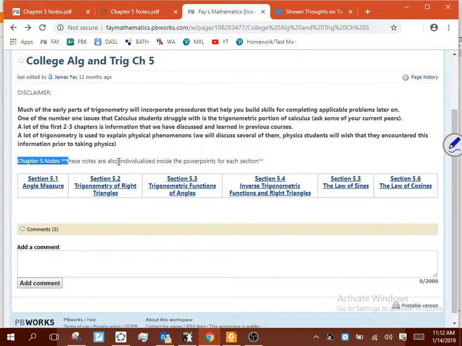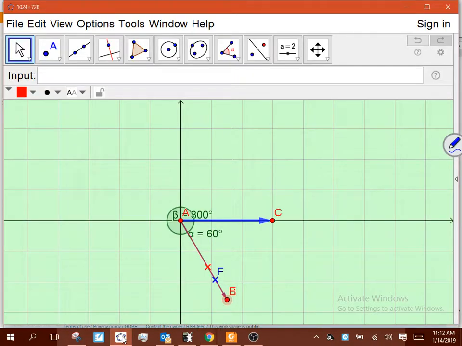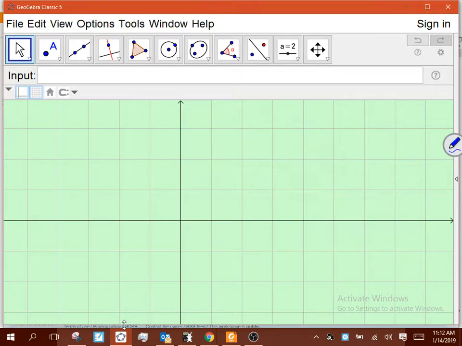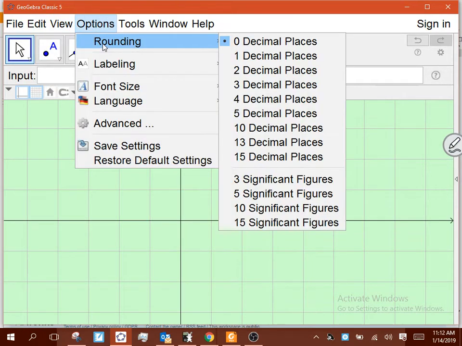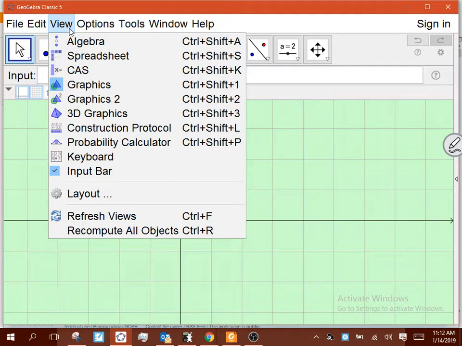All right. So if you don't have GeoGebra, I do strongly suggest that you take a little bit of time to download that. I want to do a little bit of an explanation of something real quick, because we'll talk about this several times.